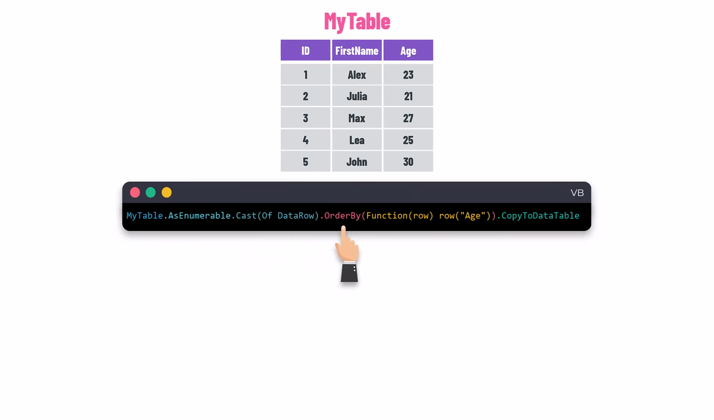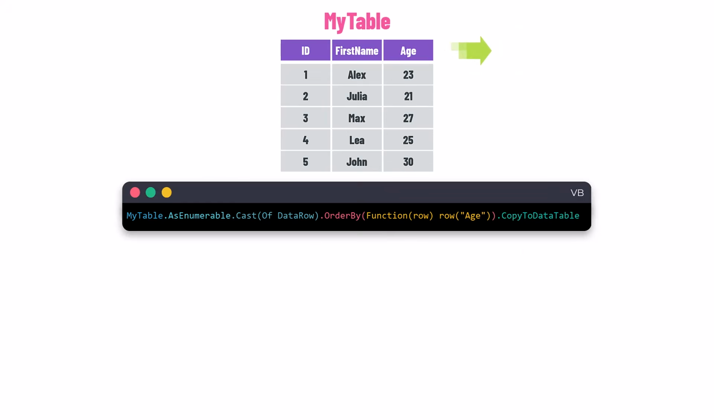After that I use the method OrderBy, to sort the table in ascending order. Inside the braces I used a lambda expression to set the key. Let's understand what this expression means. The variable row here represents the rows of the table. Using the row variable with the column name means that I want to sort the table using the content of the column age. At the end I used the CopyToDataTable function, to convert the output to data table. In this way we can sort a data table.